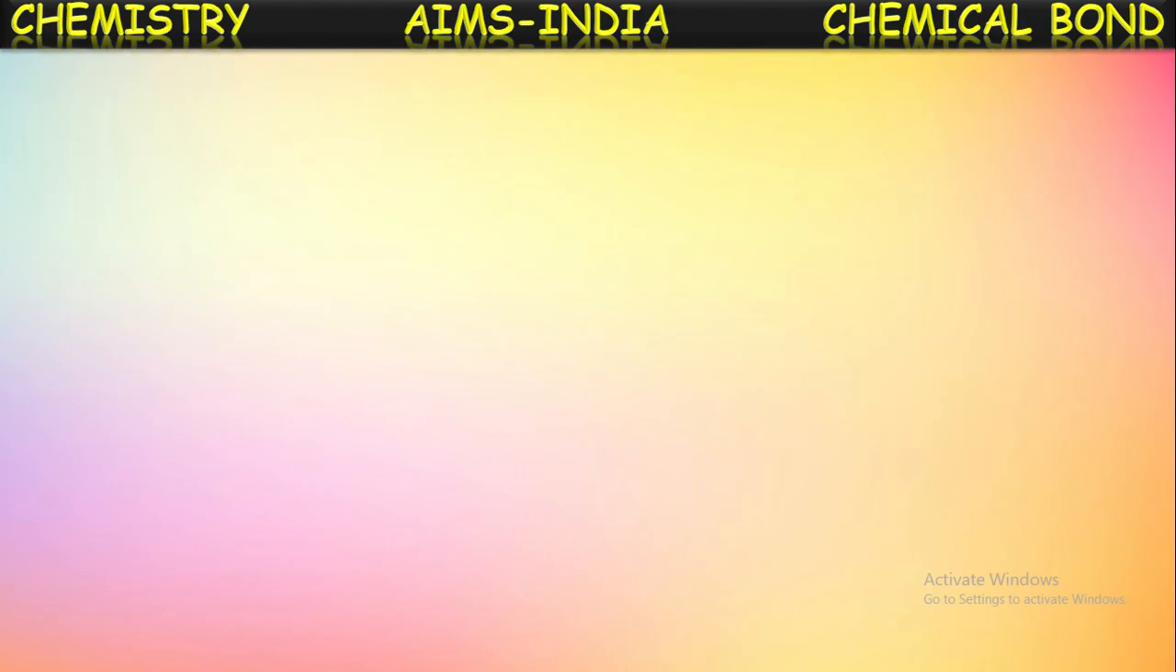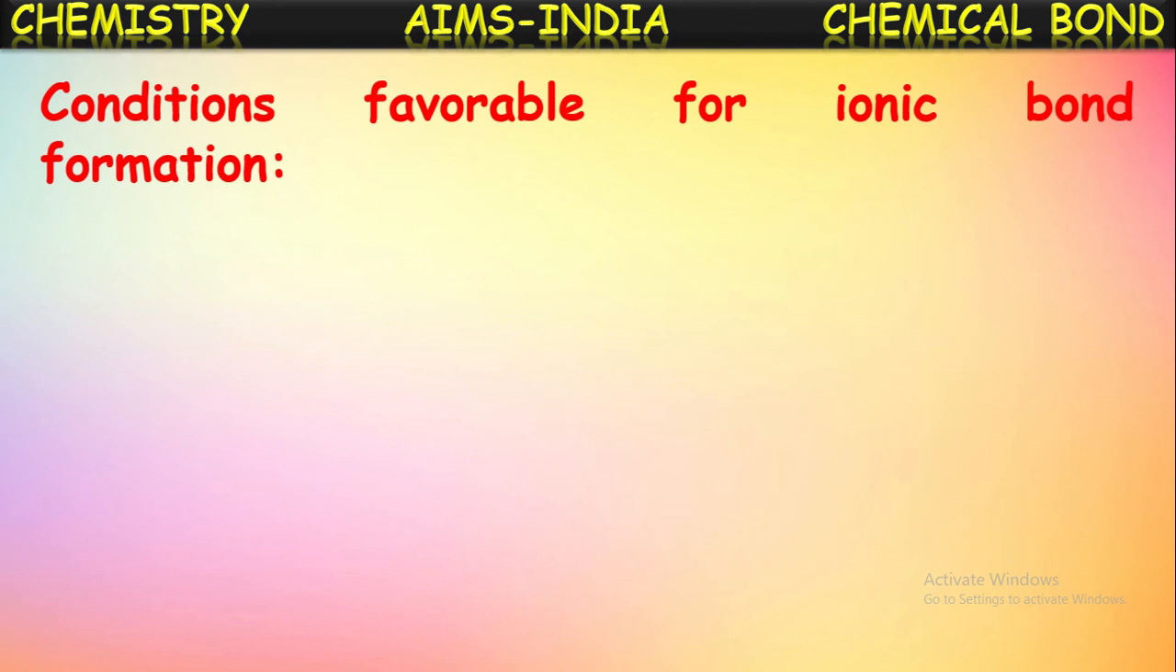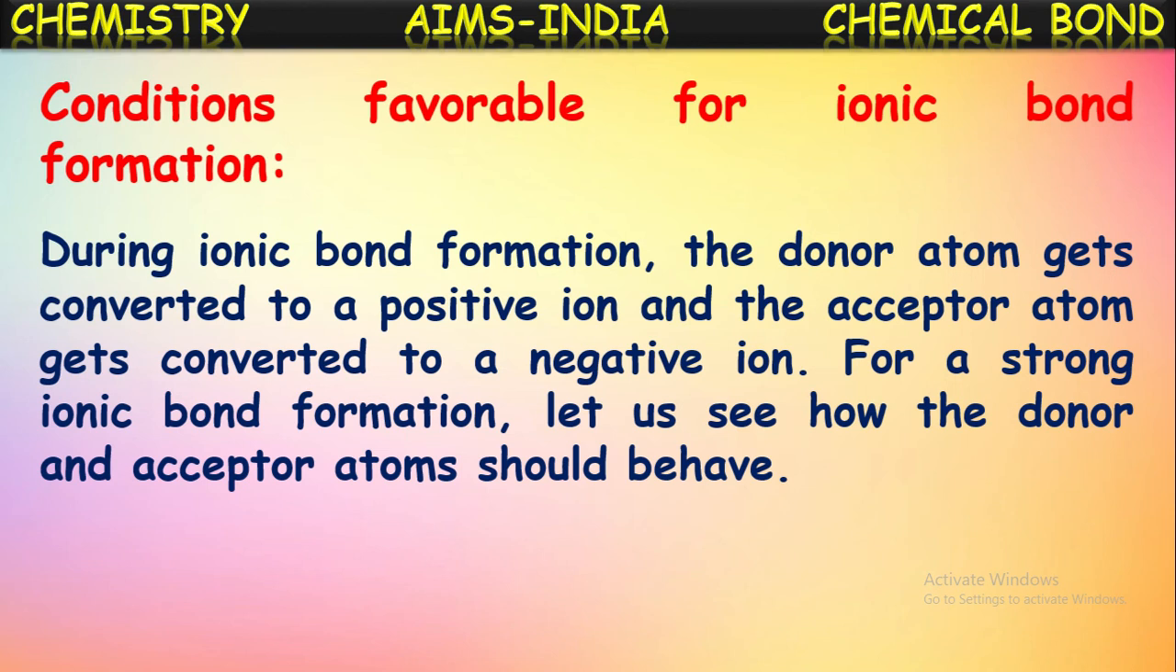Before going to the properties of ionic compounds, let us see the conditions which are favorable for the formation of an ionic compound. During ionic bond formation, the donor atom, the atom which donates electrons, gets converted into a positive ion that we call a cation. And the acceptor, the atom which is taking electrons, will be converted into a negative ion or anion.